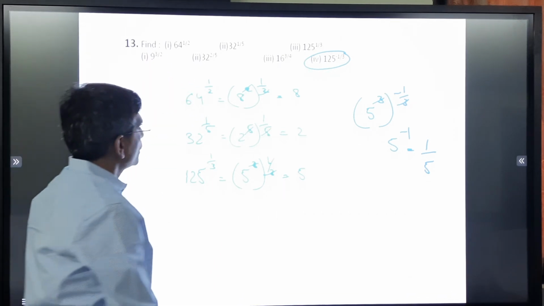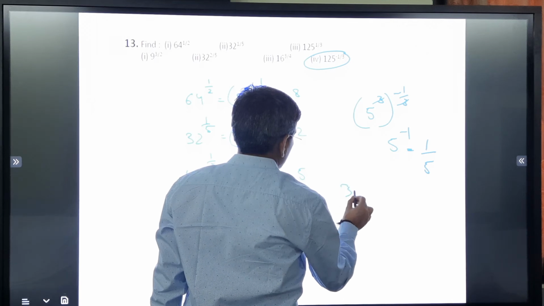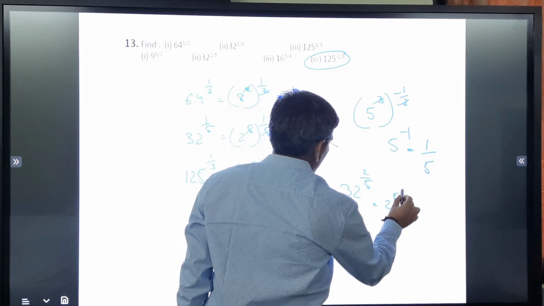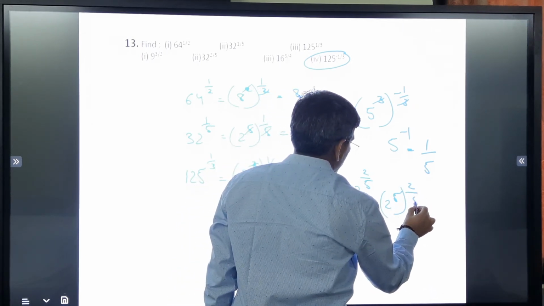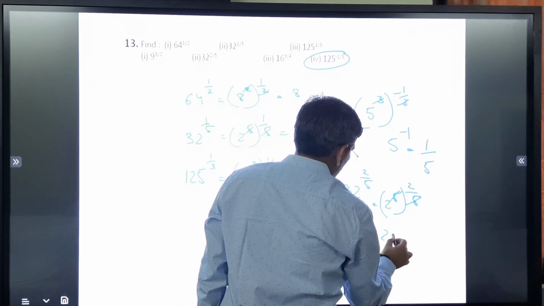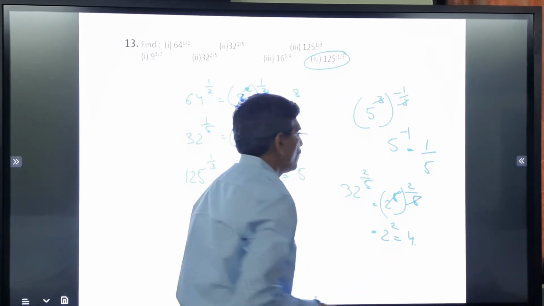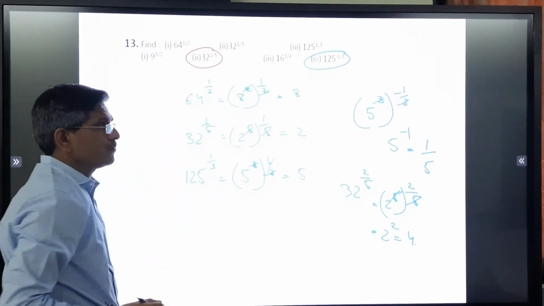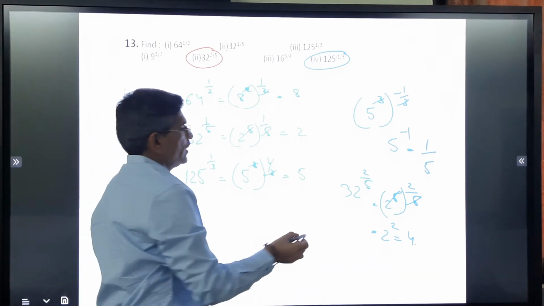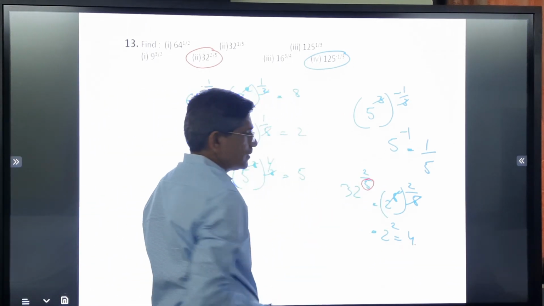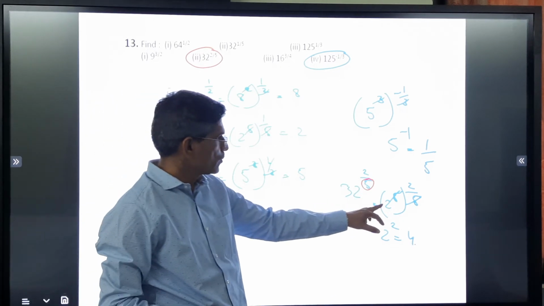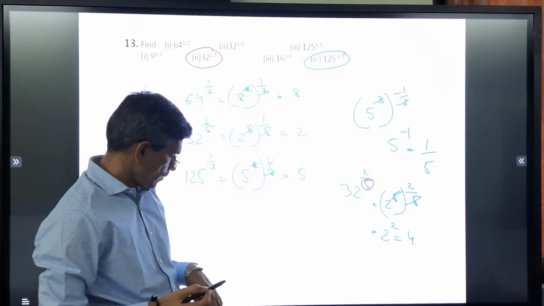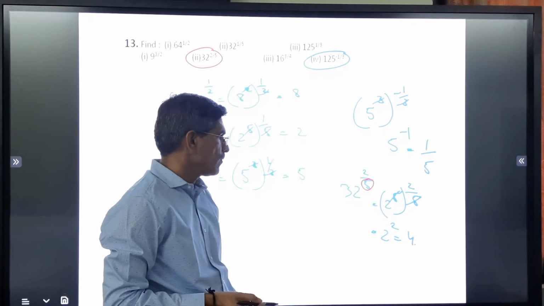Now 32 to the power 4 upon 5. So 2 to the power 5 again 4 upon 5. So 5 cut. So 2 to the power 4, that is 16. So again 32 with power is 2 upon 5. So we have to see the denominator is 5 power. So 32, if I write 32 to the power 5, then I will get 32. 2, 4, 8, 16, 32. So 32 to the power 5.